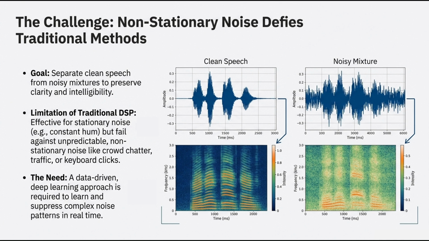So the challenge is that real-world noise is often non-stationary, so it changes over time. Traditional DSP methods can work well for stationary noise like constant hum, but they struggle with unpredictable environments like crowd chatter, traffic, or keyboard clicks. So our goal is to separate clean speech from noisy mixtures while keeping speech natural and intelligible. So you can see in the waveforms and spectrograms how noise can mask speech structure and harmonics.